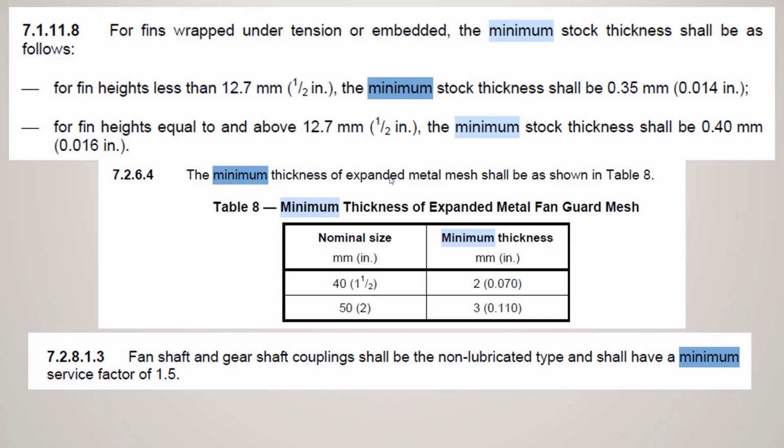The fan shaft and gear shaft coupling shall be non-lubricated type. This is the minimum service factor for couplings. It has to be 1.5.